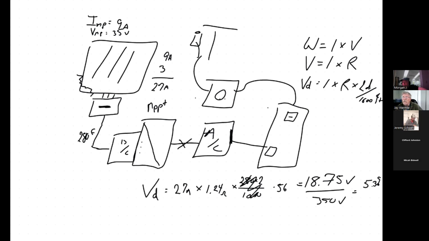Looking at page 92. 0.308. Yeah, 0.308. So instead of 1.24, it's 0.308 ohms. So now I could just figure this equation. It's 27 amps times 0.308 times 0.56 gives me 4.65 volts. 4.65, yeah. So 4.65 divided by 350.